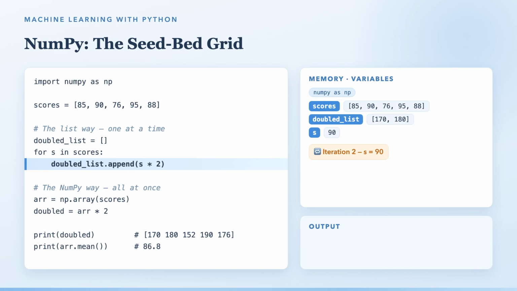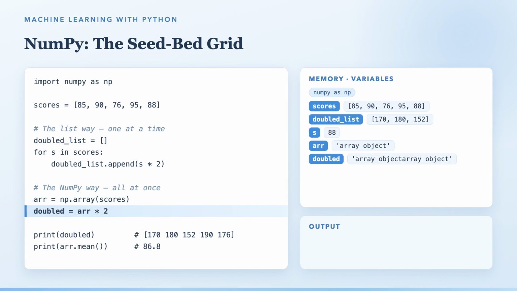First, we import NumPy and give it the short name np. Our scores list holds the same 5 numbers as before. In the list way, we start with an empty list called doubled_list, and a loop visits each value s in scores, appending s times 2, one at a time. Now the NumPy way: we call np.array on scores, and store the result in a variable called arr. Then one gentle line, doubled equals arr times 2, doubles every value at the same instant. Printing doubled shows 170, 180, 152, 190, and 176, and calling mean on arr gives us the average, 86.8.